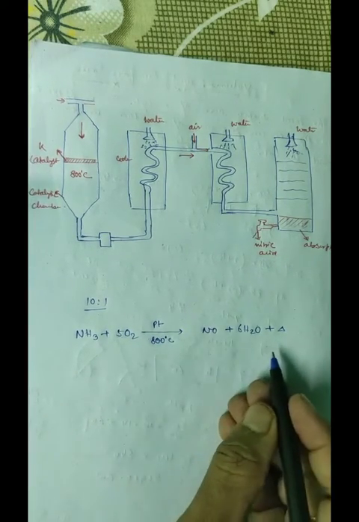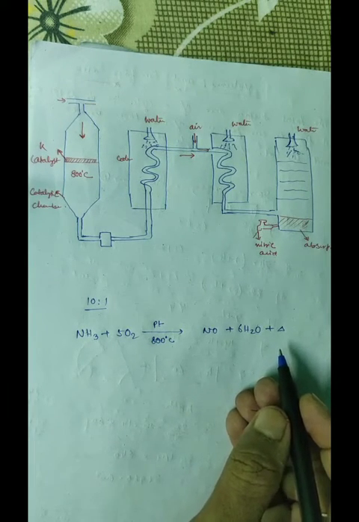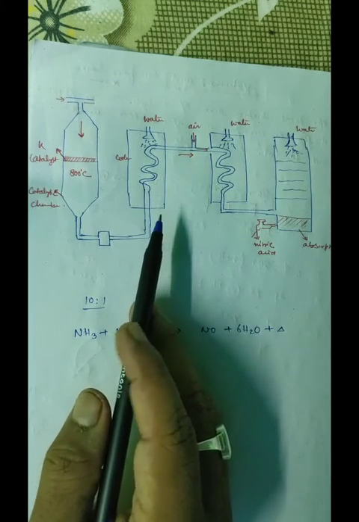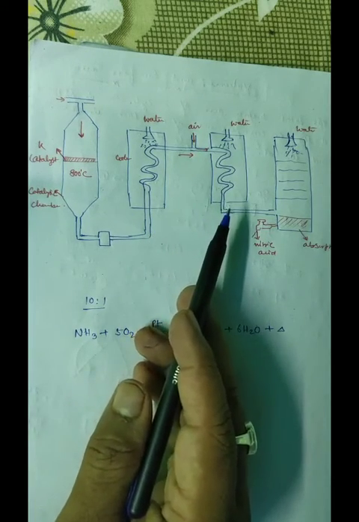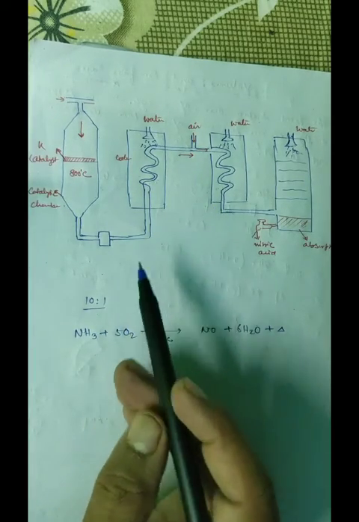This reaction is exothermic, since heat is evolved, and maintains the temperature of the catalytic chamber. The hot gases are then passed into a heat exchanger where they are mixed with air and passed into another cooling chamber. These cooling chambers are called oxidizing chambers.